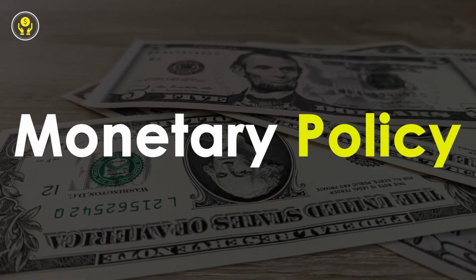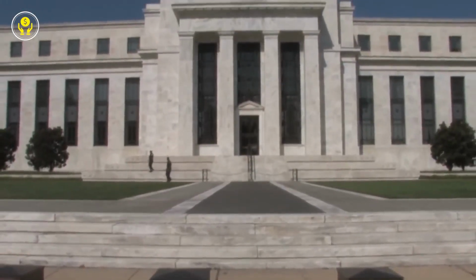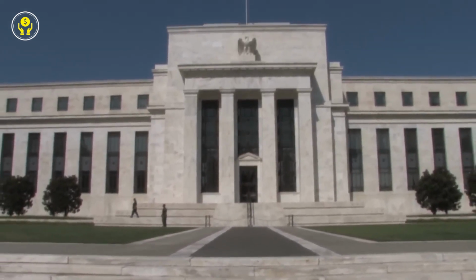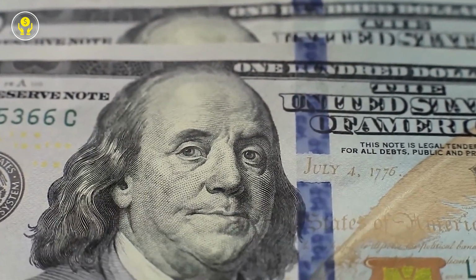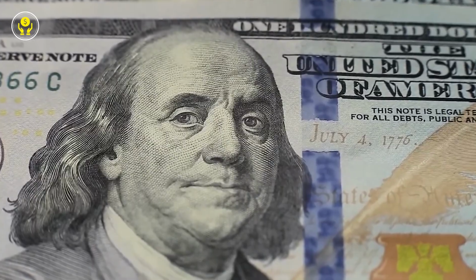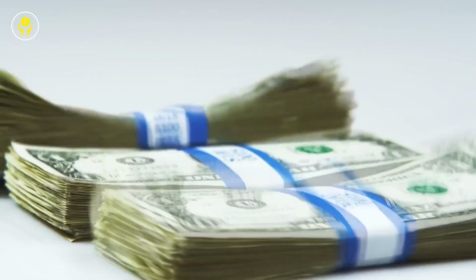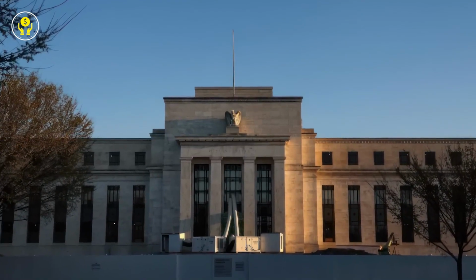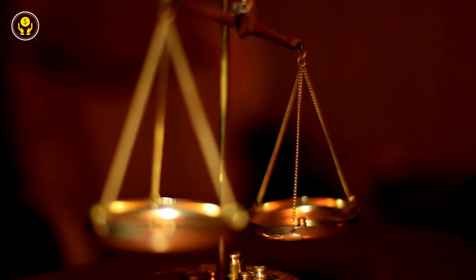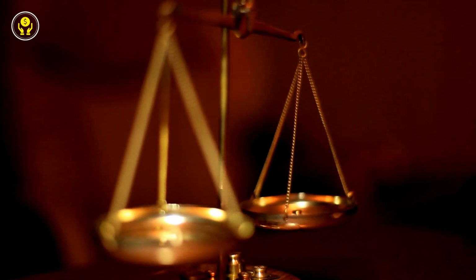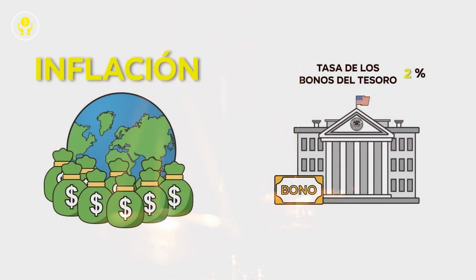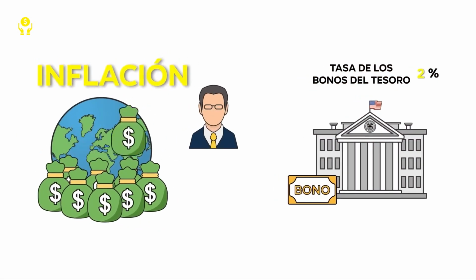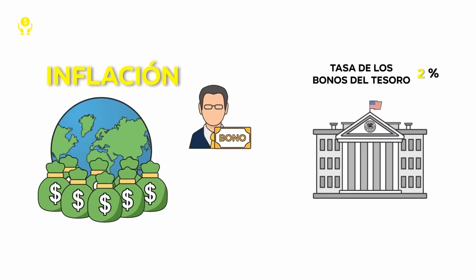Monetary policy is the set of decisions made by the Federal Reserve to increase or reduce the amount of money in the economy. For example, printing banknotes is a decision related to monetary policy because it increases the amount of banknotes. But just as the Federal Reserve can increase the amount of money, it can also reduce it. One way to do this is through U.S. Treasuries. Treasury bonds are the instrument used by the United States government to borrow money from investors, and the interest rate is the return that the government pays to investors for lending them money.